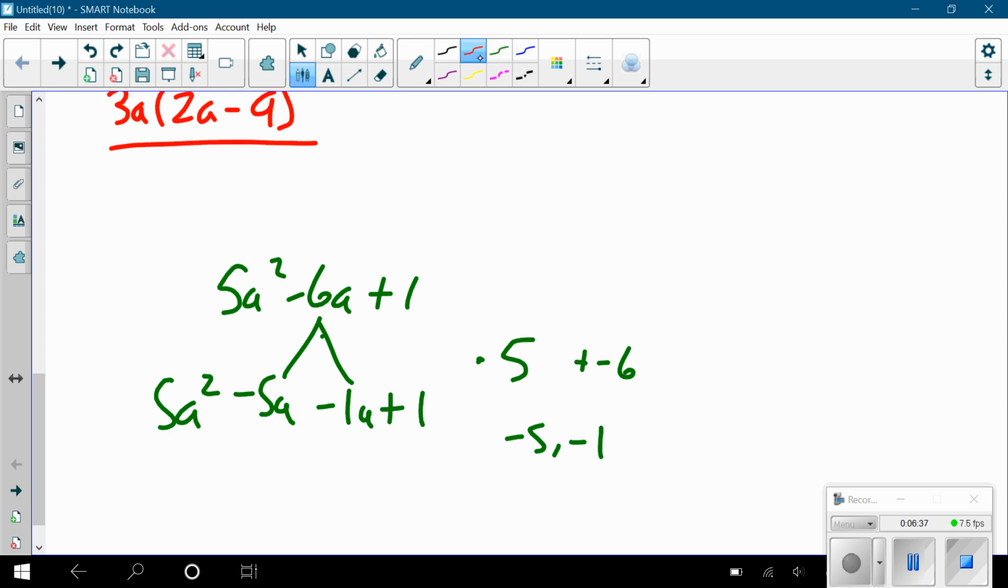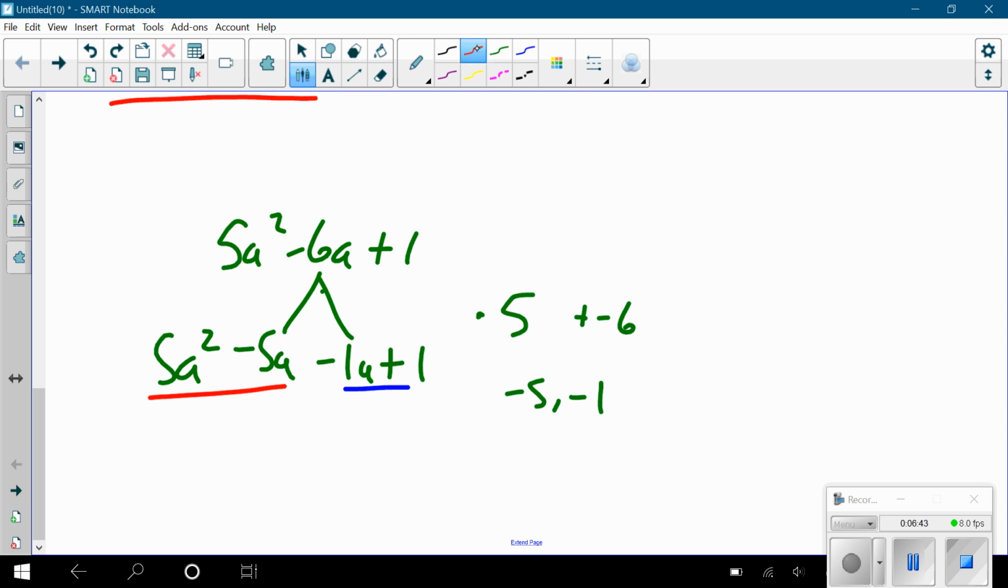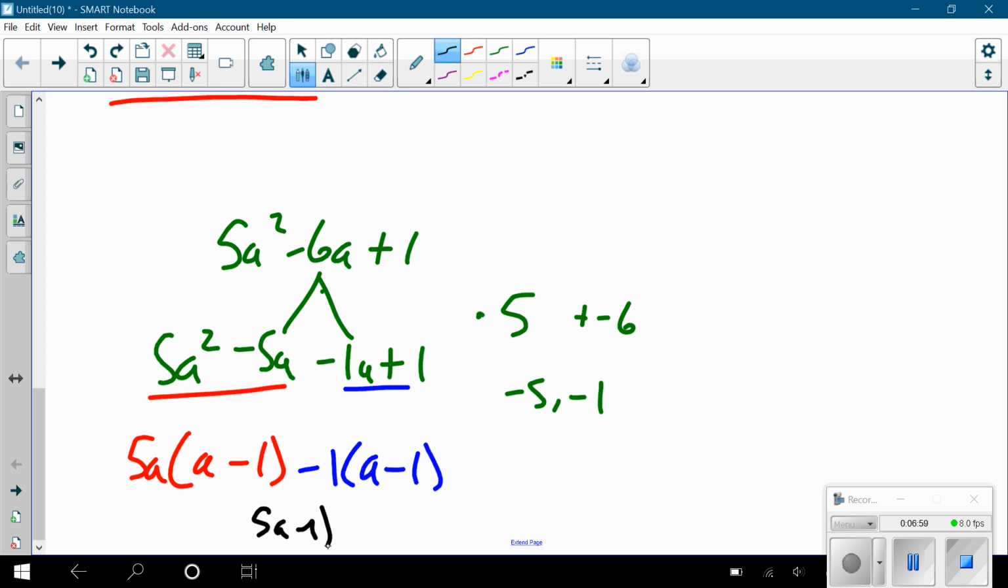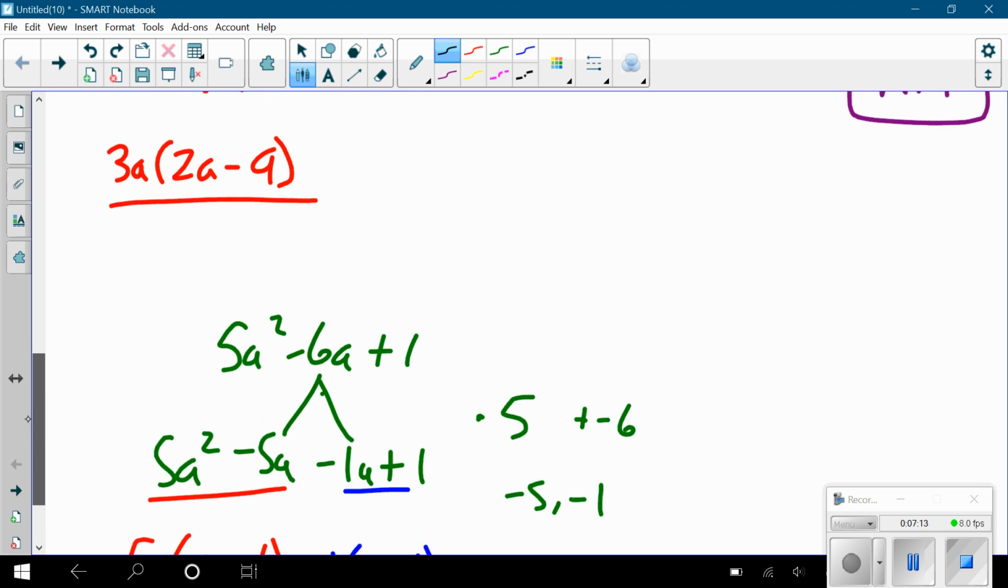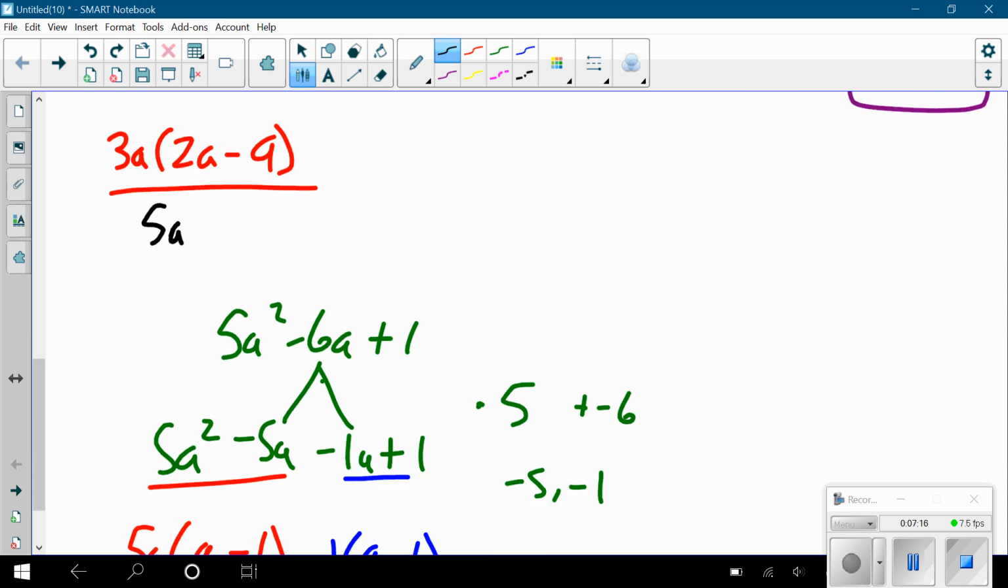Once I split the middle, I'm going to group that together, red together and blue together. And out of the red, I'm going to say, what's the greatest common factor? 5A. When I look at the blue, there's nothing to take out, I'm going to take out a negative 1, though. Throw it all back together. 5A minus 1 and A minus 1. That's it. Okay. If you have a quicker way to do that, that's totally fine.